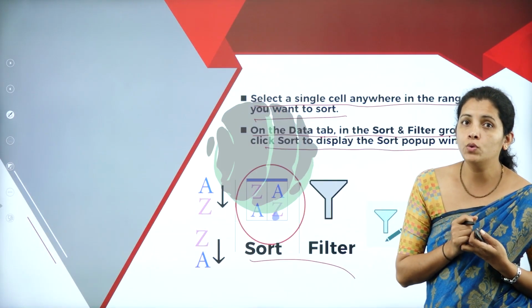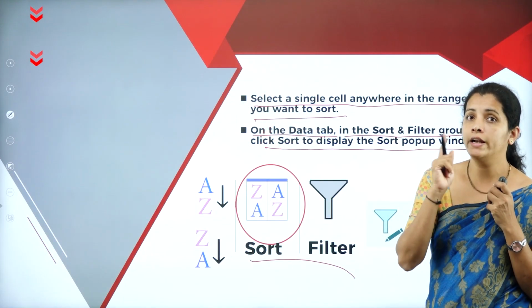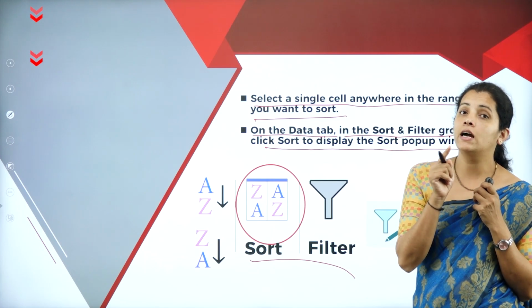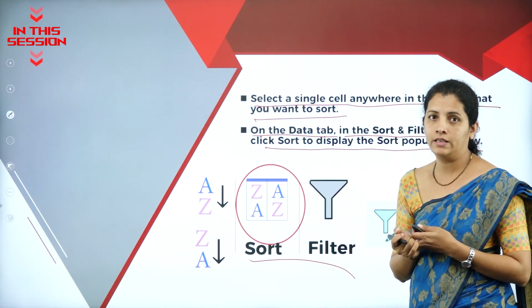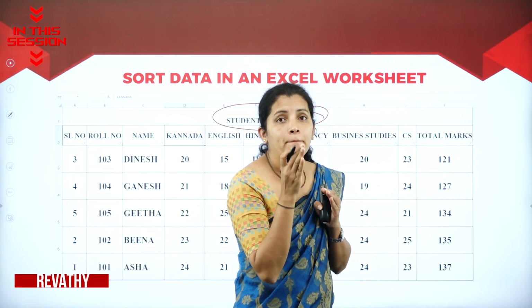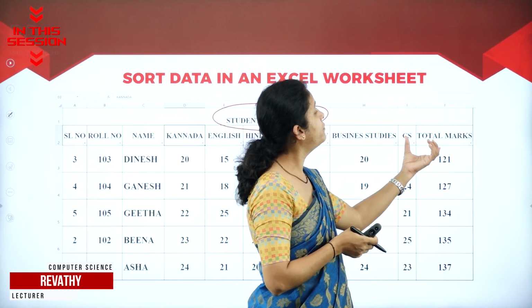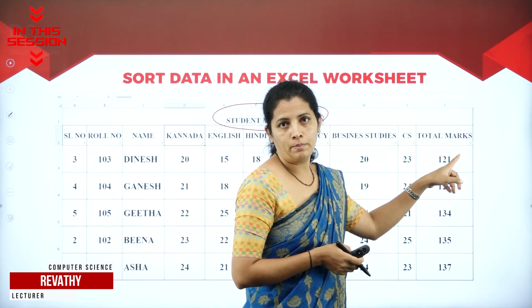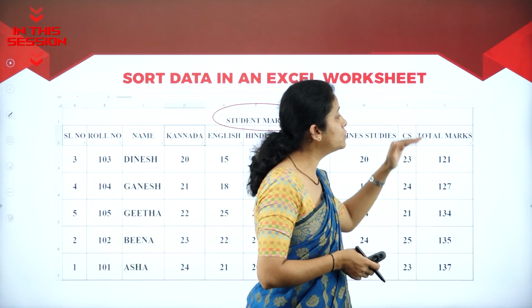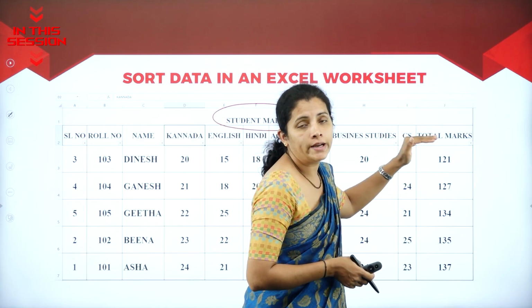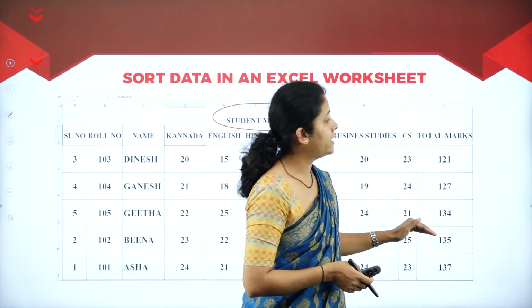So what I want to do here, I want to visit the data tab. Under the data tab, I'm going to get the option called sort and filter. Now I'm going to apply sorting for the field total numbers. And when I apply the sorting command, what am I going to get? I'm going to get the sorted data.